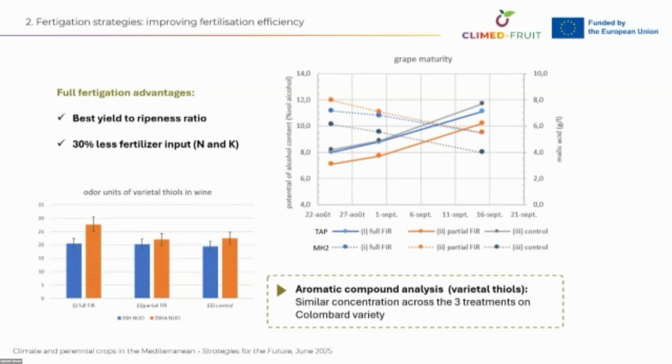Something that could be noticed also is that regarding the analysis of aromatic compounds, the varietal thiols that are really specific to the Colombard and that are really expected in the context of the Côte de Gascogne PGI, similar concentrations across the 3 treatments were observed. So that's a very positive point for producers.